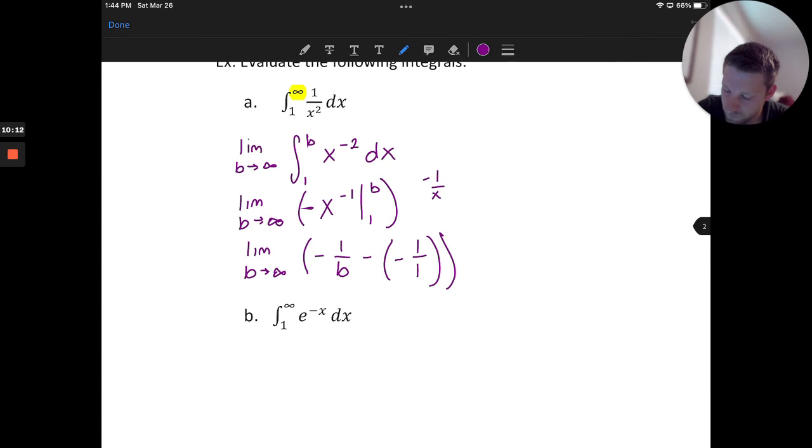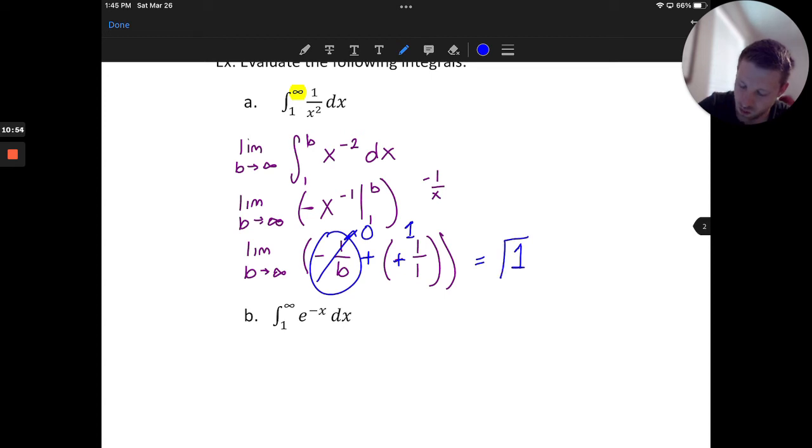Notice that we have a double negative, so we can make that a positive 1. And when we evaluate this limit, as b approaches infinity, this value right here, negative 1 over b, is just going to converge to 0. So this value here converges to 0. We have that double negative, and we just have really a 1 here, 1 over 1. And so this limit actually ends up being 0 plus 1, so it converges to 1.